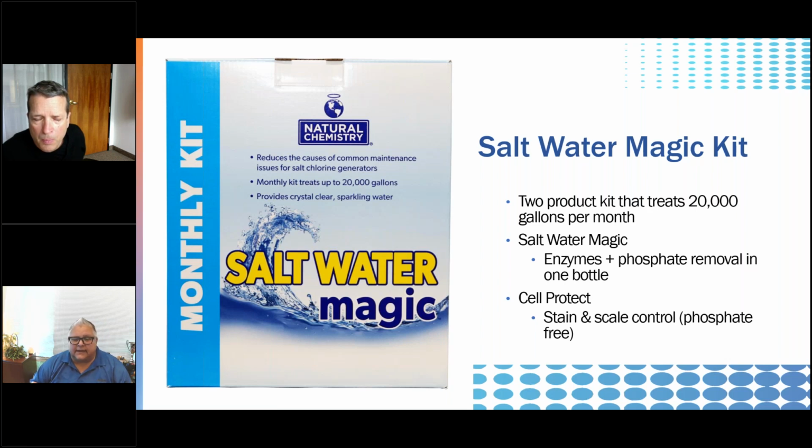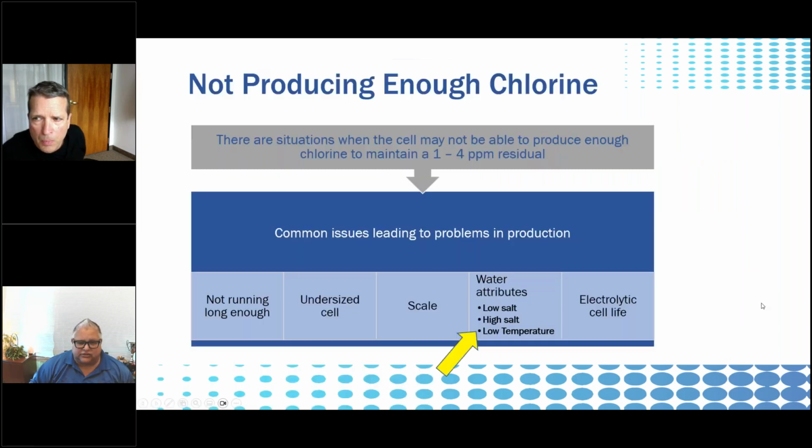And then ultimately, we have a Cell Protect, which is a stain and scale product that's put in there, focusing on protecting that cell from that scale buildup. Again, nothing protects a cell 100%, but it certainly helps slow down the process so that you clean less often and you have less issues with flow.